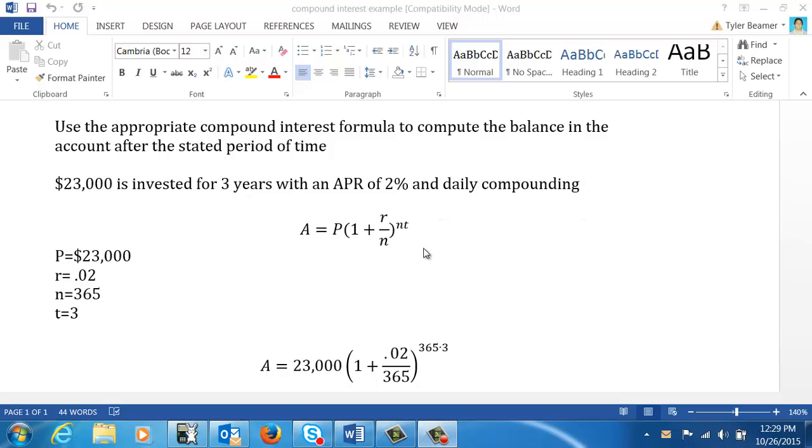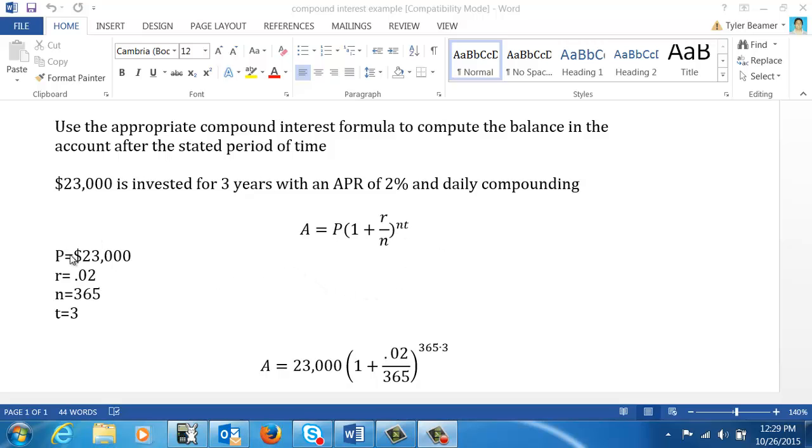Here is the compound interest formula. A, which is the final amount, equals principal, P, times 1 plus R divided by N, all raised to the N times T power. R is the interest rate as a decimal. N is the number of times that it's compounded. And T is the time in years.